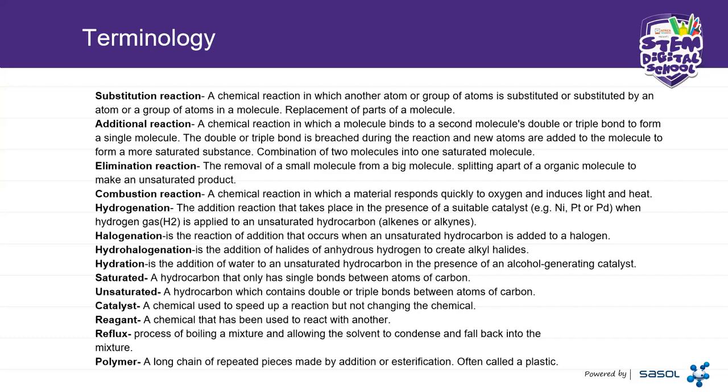A substitution reaction is a chemical reaction in which an atom or group of atoms in a molecule is substituted by another atom or group of atoms. So it is the replacement of parts of a molecule. Basically here it means that if you have hydrogens, maybe we'll change the last hydrogen and replace it with a chlorine. That's an example of a substitution reaction.